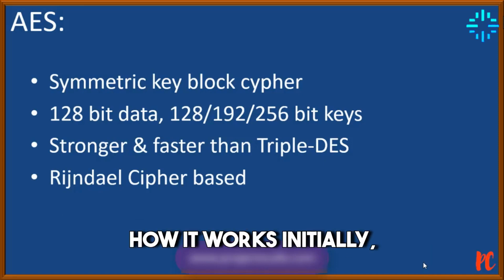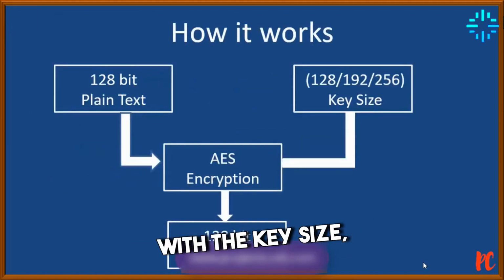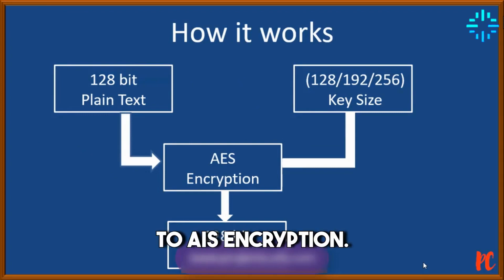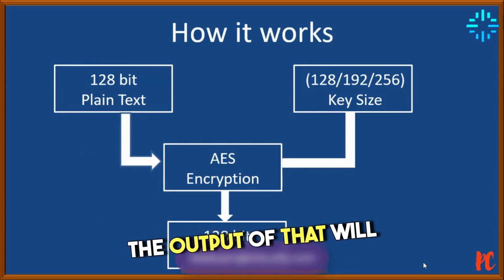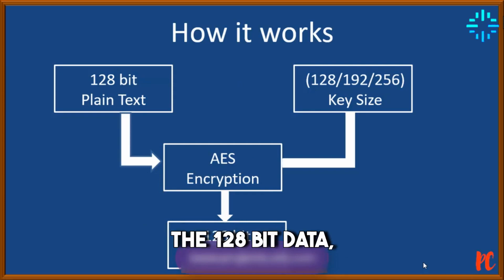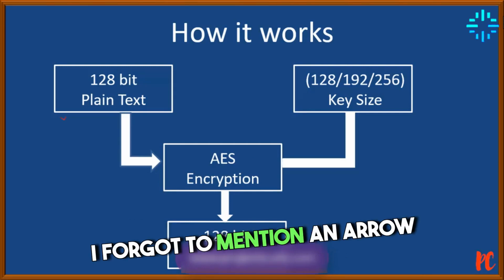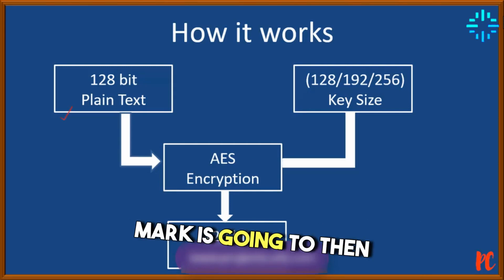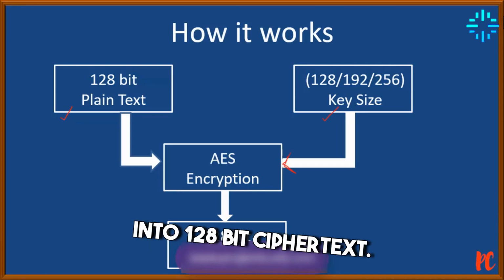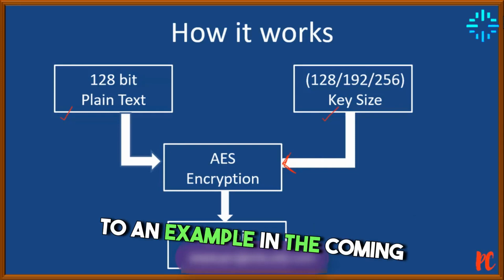How does it work? Initially, 128 bit plain data is combined with the key, which is generated as an input, then processed with AES encryption. The output of that will be a 128 bit ciphertext. Now the question is how the 128 bit plaintext and a 128 bit key, which is also an input, I forgot to mention an arrow mark here, is going to be processed with AES encryption and converted into 128 bit ciphertext. This we can explain with an example in the coming few moments.